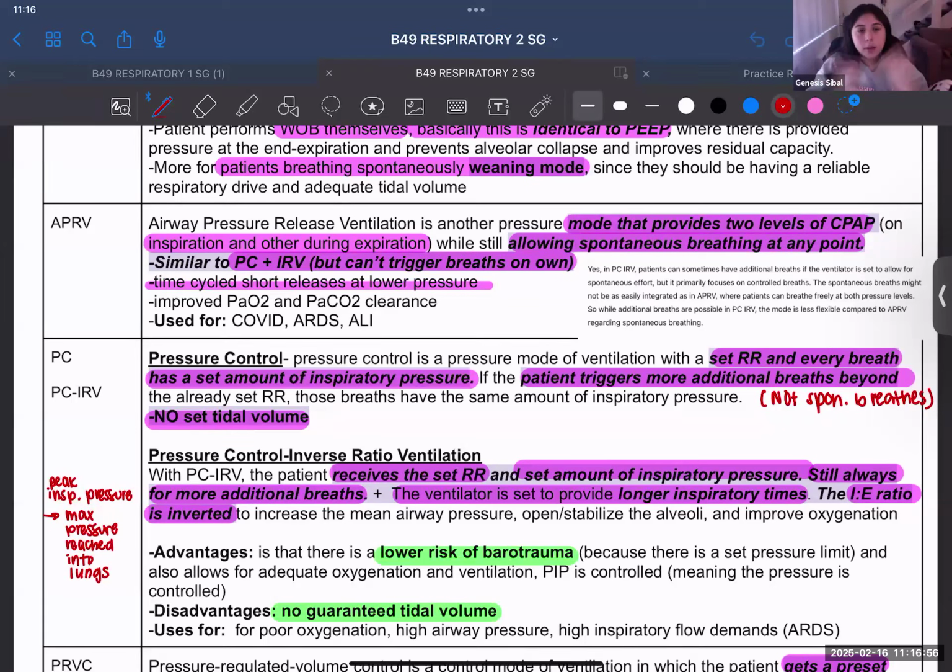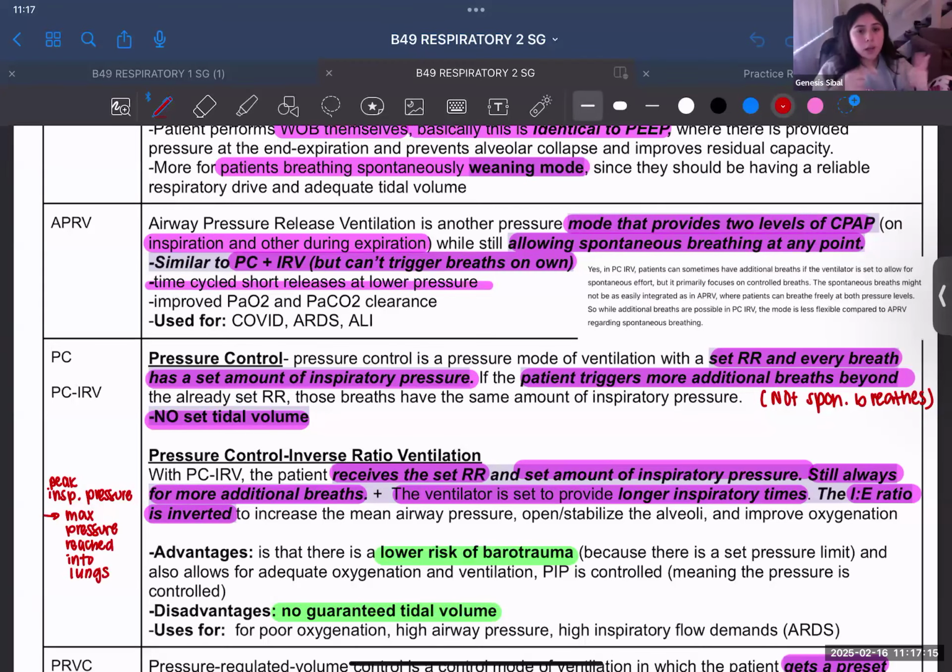But basically, I was just thinking about it. It says release in the name. Release meaning that they can release their own breaths and they can probably spontaneously breathe. Whereas with PC and PCIRV, they kind of can't do that. It's more of like the vent can trigger them to breathe on their own and probably take an extra breath. But again, that's more of the vent doing the work, not the actual patient.